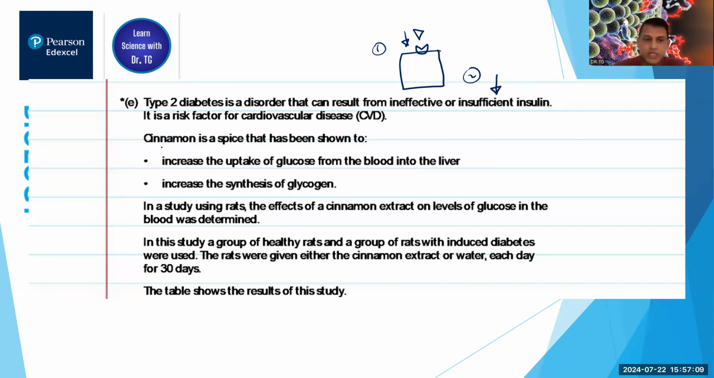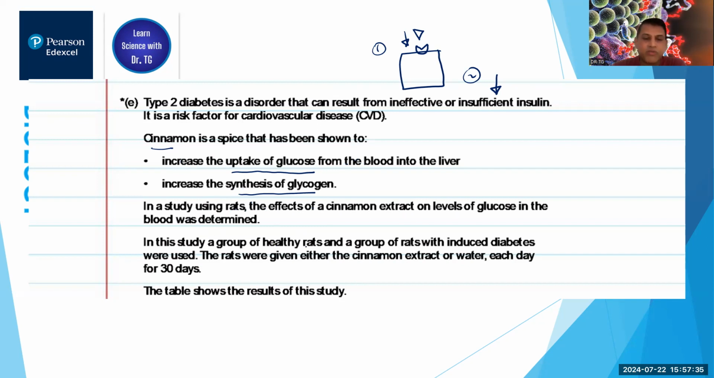In this experiment, scientists use cinnamon, and already there is evidence that cinnamon can increase uptake of glucose from blood into the liver and increase synthesis of glycogen. By doing that, it can lower the glucose level. In a study using rats, the effects of cinnamon extract on the level of glucose in the blood was determined.